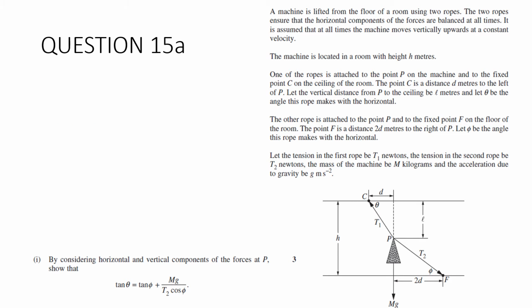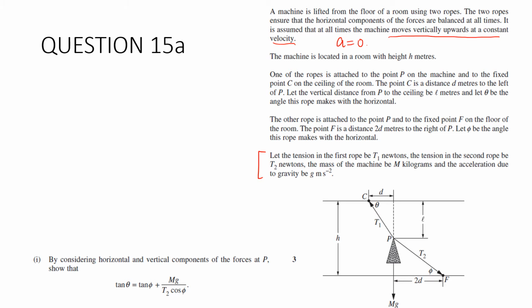Okay, 15a. I'm not going to read all of this because mostly it is just describing the diagram. This is important: the machine moves vertically upward at a constant velocity, which means acceleration will be equal to 0. And this part here: let the tension in the first rope be T1 newtons, and the tension in the second rope be T2 newtons. The mass of the machine is capital M kilograms. Acceleration due to gravity is g meters per second squared.